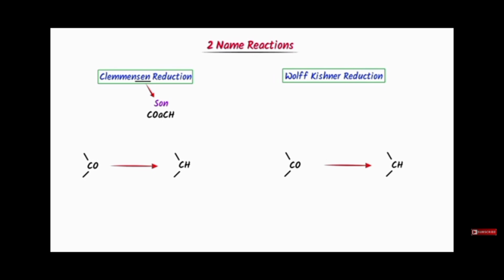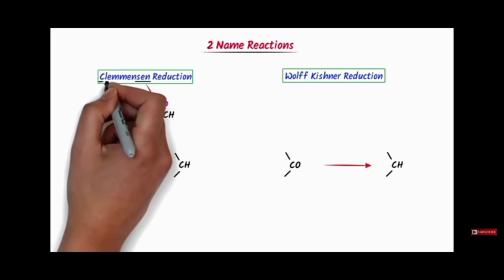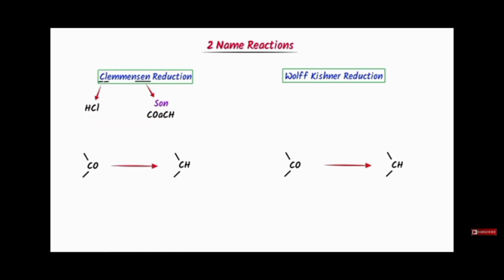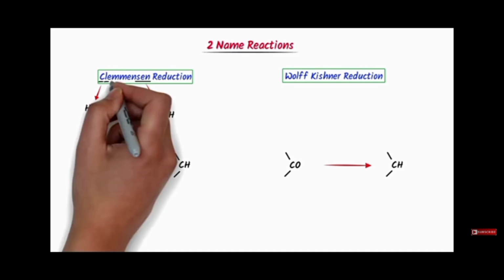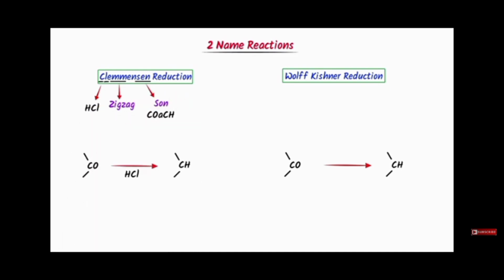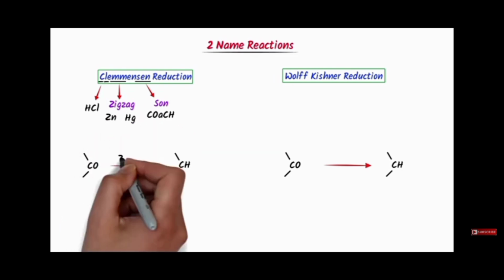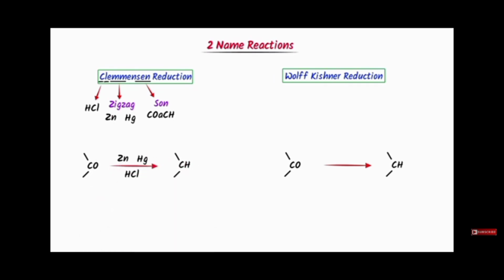Now what about the other reactants of Clemmensen reaction? Well, this Cl reminds me HCl. So I write here HCl. Secondly, this MM reminds me a zigzag line. Here, this Z stands for zinc and G stands for Hg. So I write here zinc and Hg. This is the complete Clemmensen reaction.